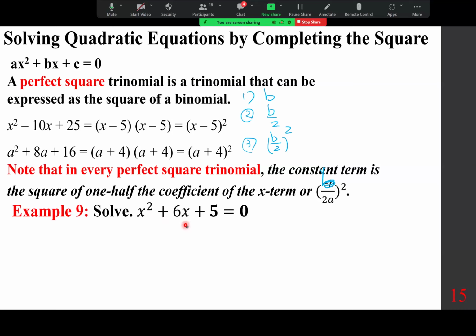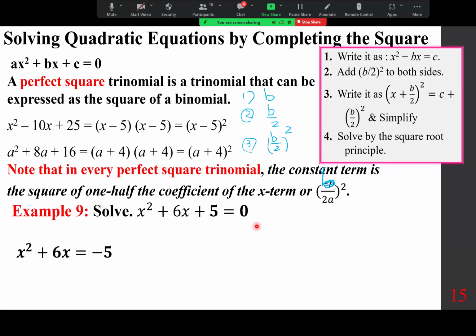So for this example, solve x² + 6x + 5 = 0. Let's write the steps here. We are going to move the constant to the right. So write as x² + bx = c. Add (b/2)² to both sides. Write it as (x + b/2)², which is c + (b/2)², and simplify. Solve by the square root principle. So rather than just reading this, let's find out how we actually work it out.